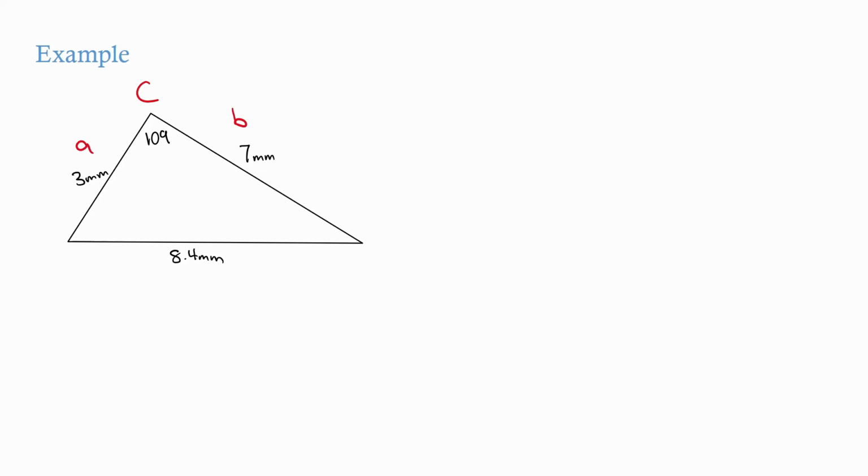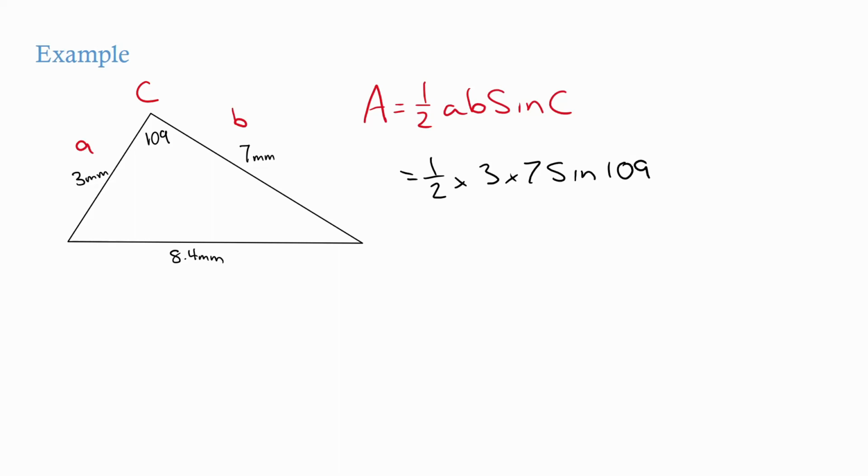So now that we've labeled it, I'm going to write down the formula. And I'm just going to substitute in the values. So 1 over 2 times 3 times 7 sine 109. At this point, you can put it straight into your calculator and you'll end up with 9.93.